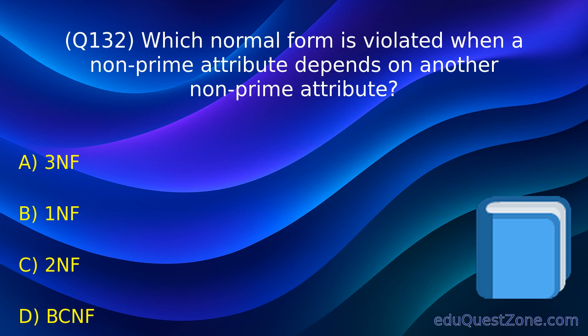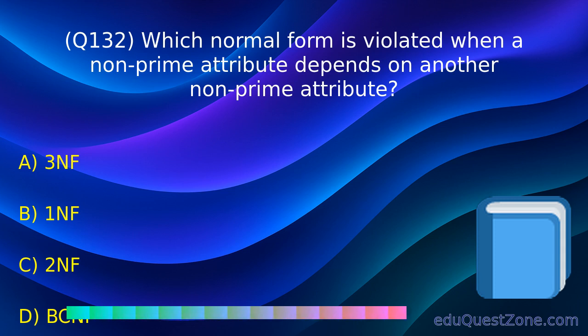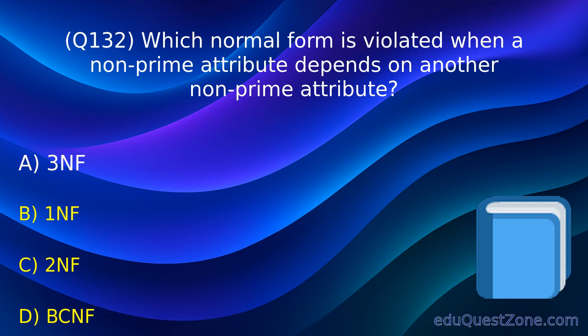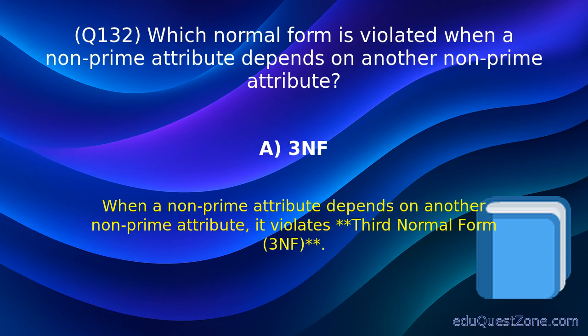Question number 132. Which normal form is violated when a non-prime attribute depends on another non-prime attribute? Option A, third normal form. Third normal form is violated when a non-key attribute depends on another non-key attribute.